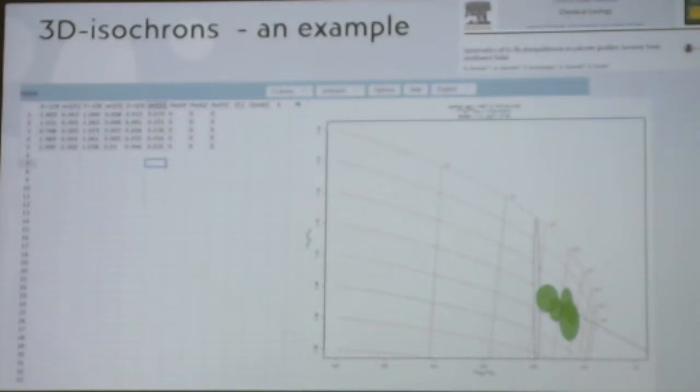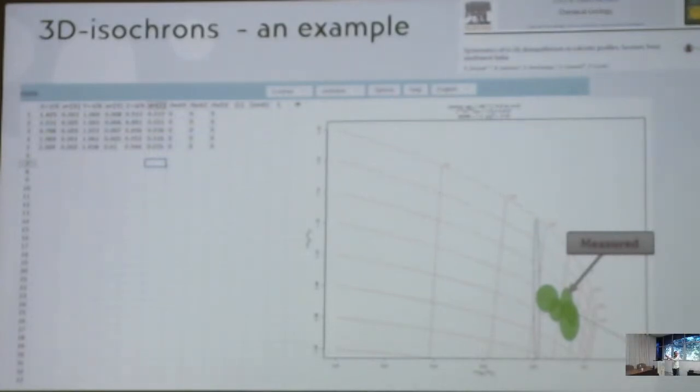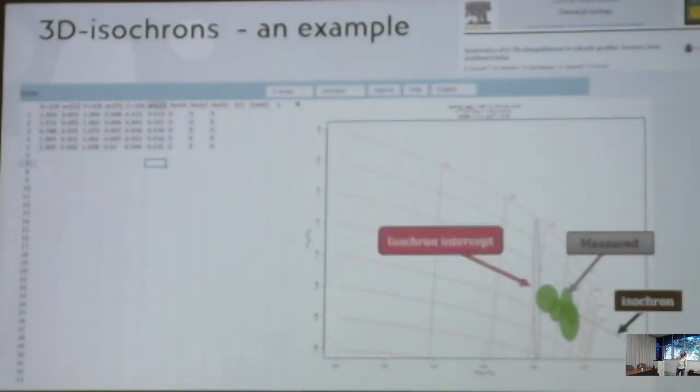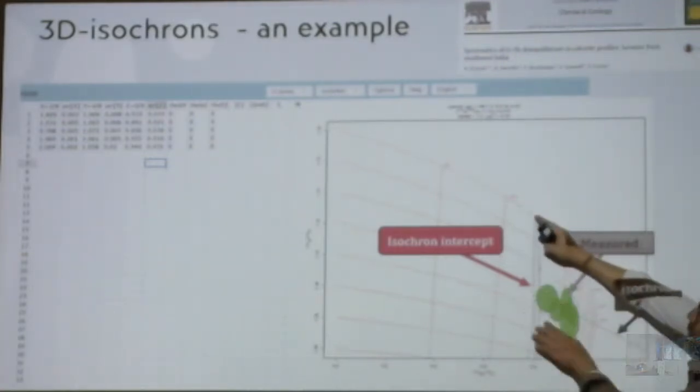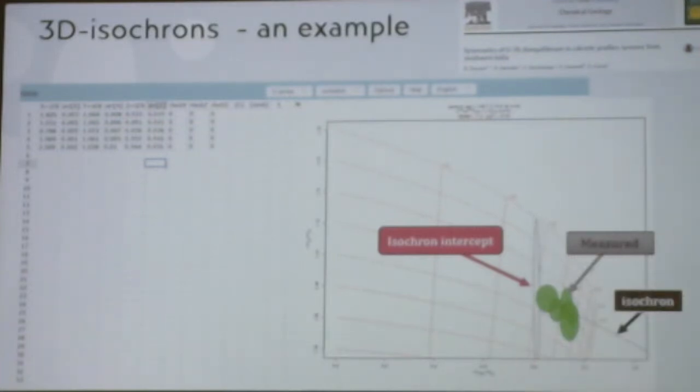This is the evolution diagram. These are the measured samples, imagine that you're looking at this in 3D, and these are above this. This is the isochron, and this is the isochron intercept. This is projecting into this area, and this is giving us the isotopic composition of the detritus-free sample, and actually giving us an age.